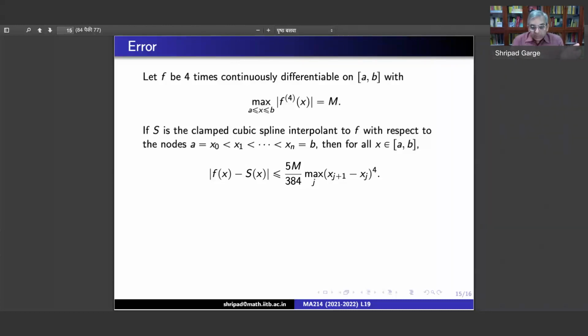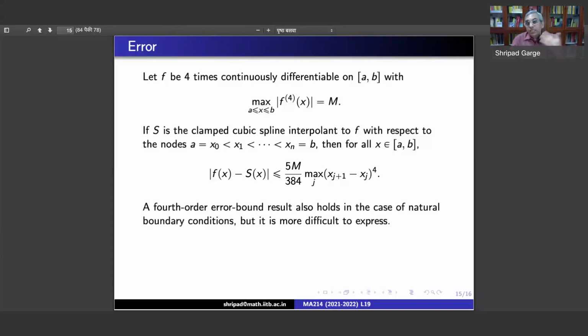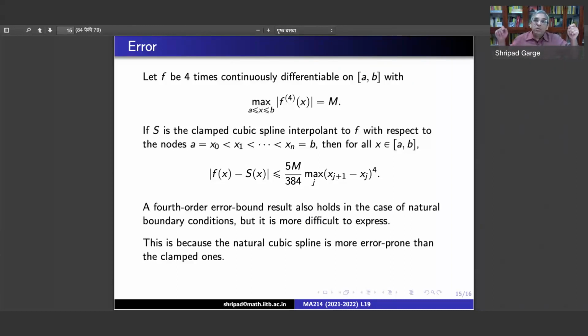There is indeed an error formula for the natural cubic spline also, but it's slightly more difficult to express. And this is quite understood because the natural cubic splines are more error prone. There is no boundary condition which is given to us, so they are more error prone. Their errors are worse, and therefore the formula exists, but to write it down is not an easy thing. So we will not write down that formula also.